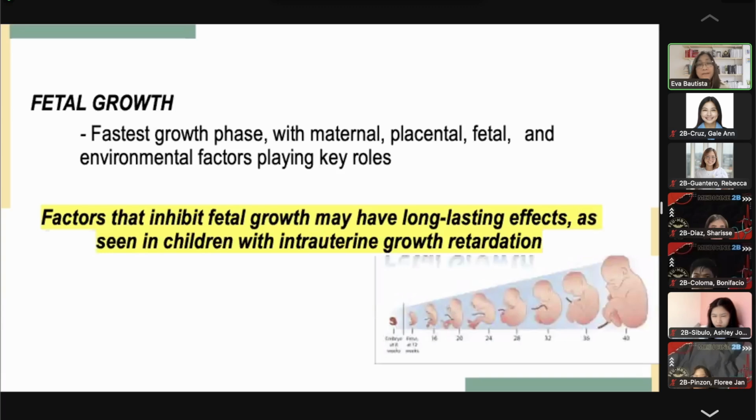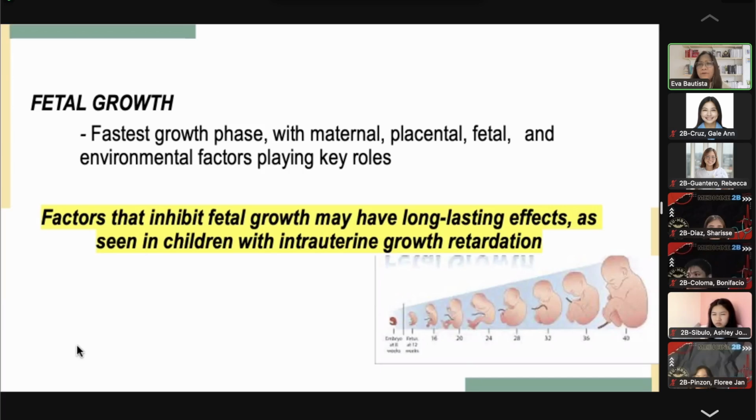First is the phase of fetal growth, okay? It's the fastest phase, okay? And it's affected by several factors, okay? It could be maternal, like maternal infection during pregnancy, like the mother having rubella during pregnancy can affect the growth of the fetus, okay? Placental factors, okay? Fetal conditions as well, okay? And this may all have a role in the overall birth weight of the baby once born, okay?